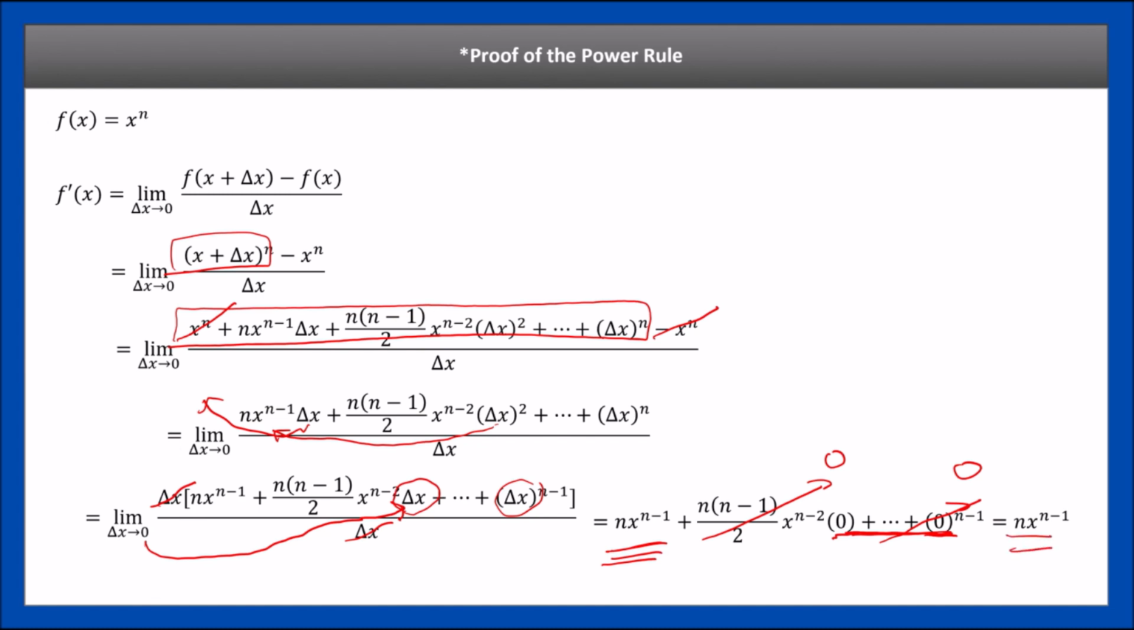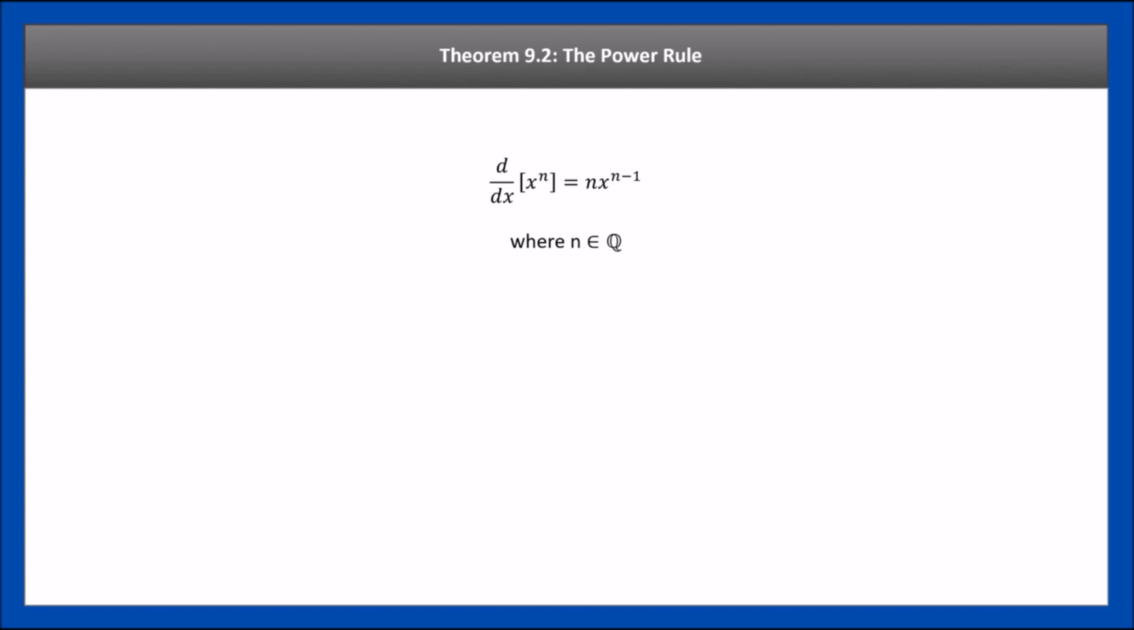So this is the power rule, all right? And that's what all this was for, to show you the power rule. All right, so here it is, theorem 9.2, the power rule. The derivative of a power function, x to the n, that's what I mean by that, something raised to the n power, where n is a rational number. That means it could be a fraction, it could be an integer, negative, positive, 0, all those. All you've got to do is bring the power down and then subtract 1 from the power. That's how you do it.